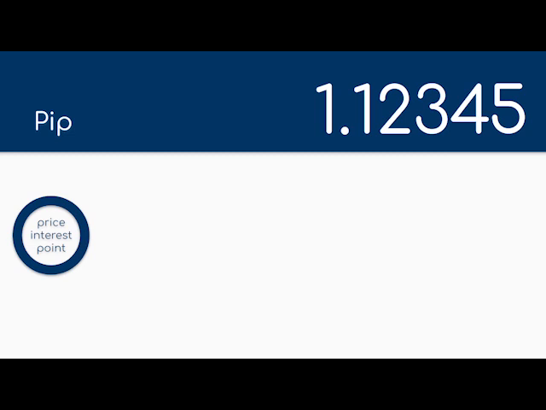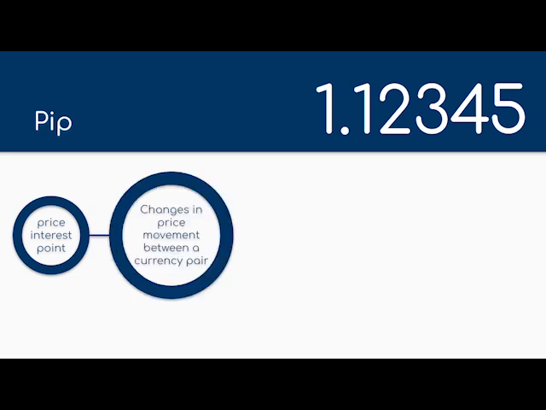A pip is also known as the price interest point, or some other definitions would call it the percentage in point. They are both correct. It is the change in price movement of a currency pair. So a currency pair moves upwards or downward. How do we track it? We track it with what is called a pip.